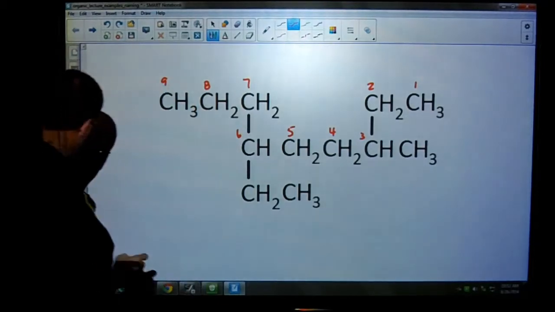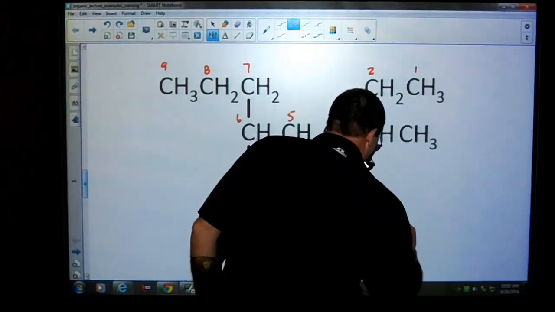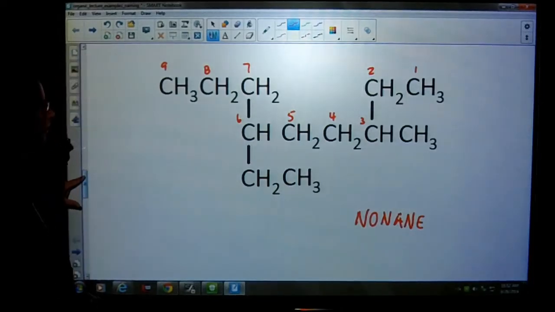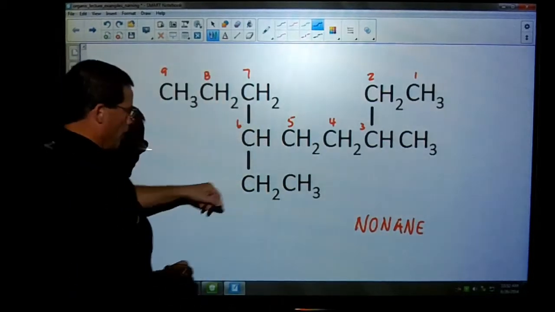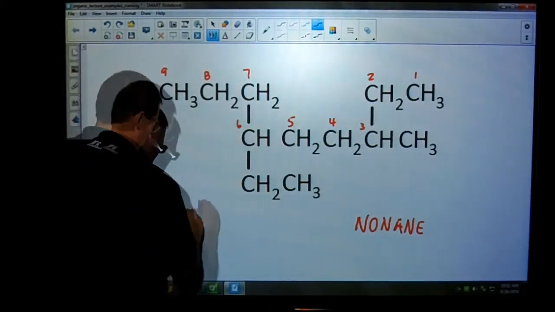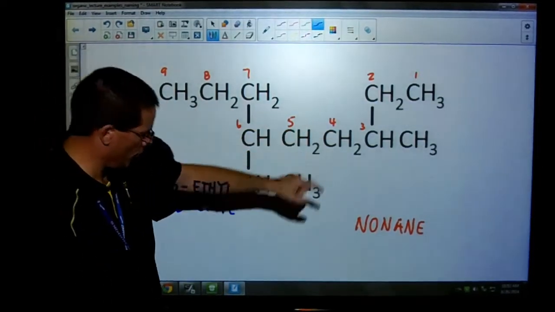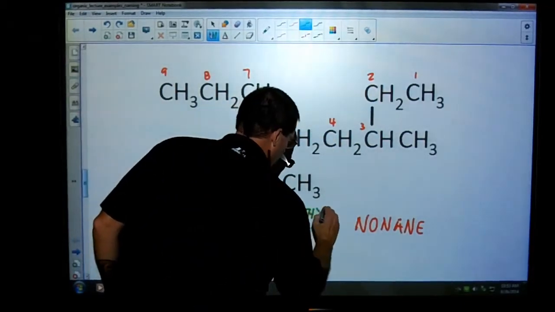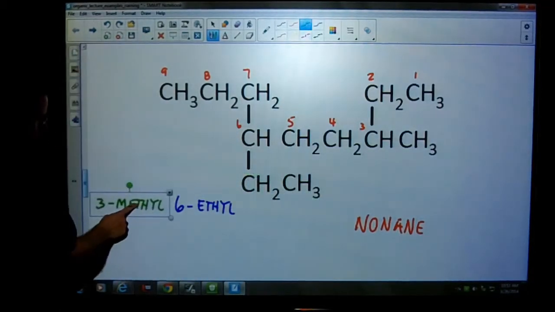And so if we have a 9 carbon chain, that's nonane. Okay. And now we have an ethyl group as opposed to a methyl group. So our ethyl group is on the number 6 carbon. Okay. And we also have a methyl group that is on the number 3 carbon. 3-methyl. Okay. So I can either put the 3-methyl in front of the 6-ethyl, which would not be correct because we have M before E.